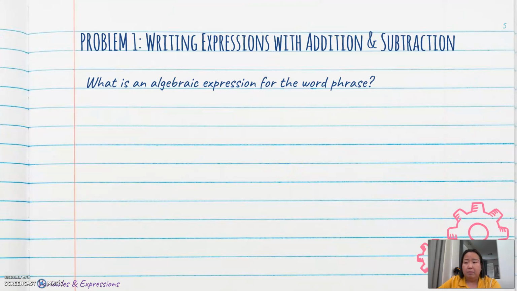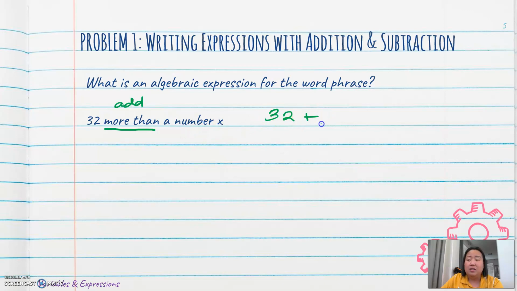So let's have some examples here on how to write algebraic expressions from given word phrases. So we start with 32 more than a number. So it is important to recognize that the phrase we used in this example is the phrase more than, and that is the same as addition. So we know that from here we can write 32 plus the number x, which is the variable x.